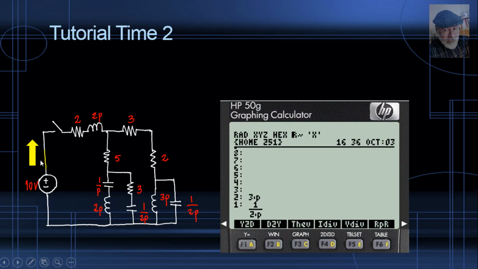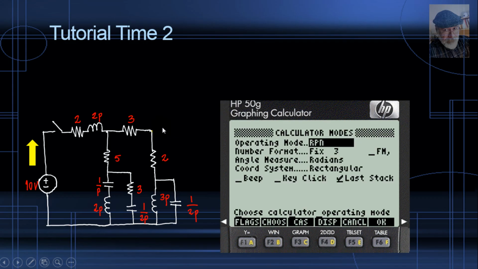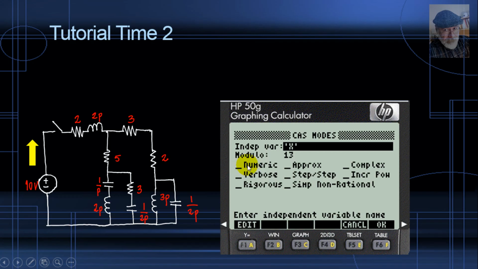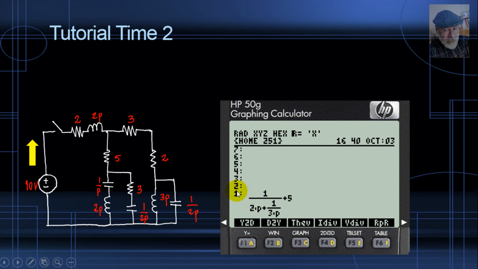Let's see. Simplifying. This branch, this one here, 3p and 1 over 2p. Those 2 branches in parallel, right? 3p and 1 over 2p. Connect them in parallel with RPR. And then add 2 and 3. Yeah. Let's make sure with mode and CIS that all those radio buttons, numeric, approx, and complex, are cleared. Otherwise, this is not going to work. You know that. Well, 2, 3, and this impedance. Addition and addition, we have the impedance of the whole group on the far right.